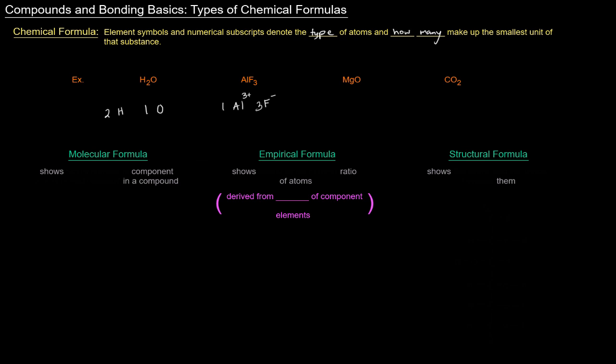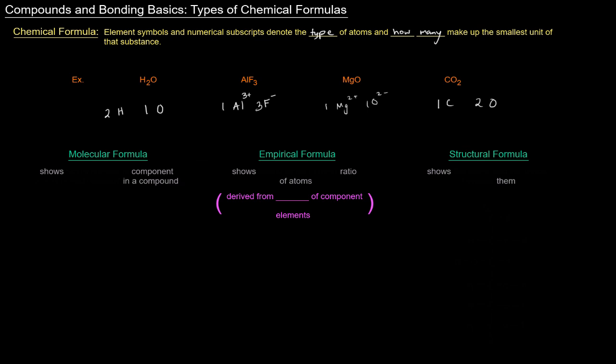Next up, MgO, another ionic compound. It's got a metal and a nonmetal. Mg is magnesium, so there's 1 magnesium ion for every 1 oxygen ion in a formula unit of the compound that is MgO. Over here, the last example, CO2: 1 carbon and 2 oxygen atoms in 1 molecule of carbon dioxide.